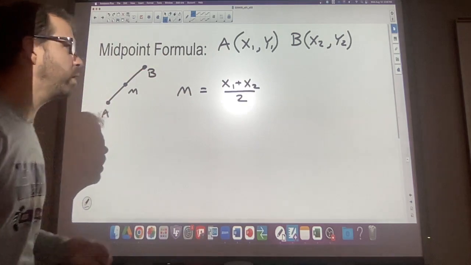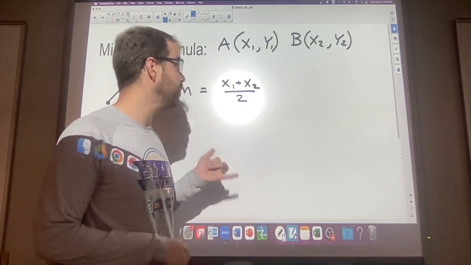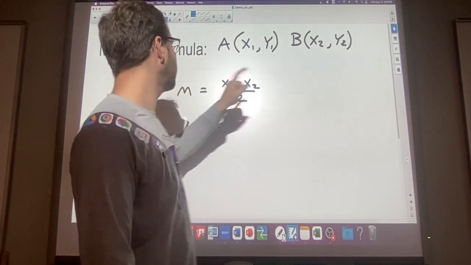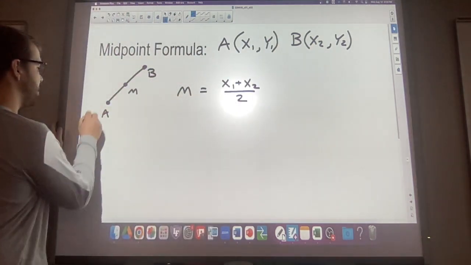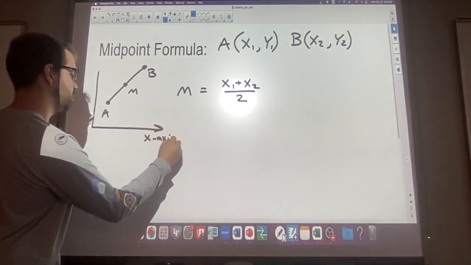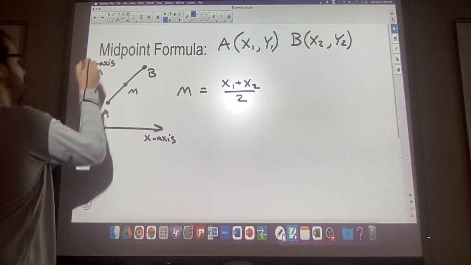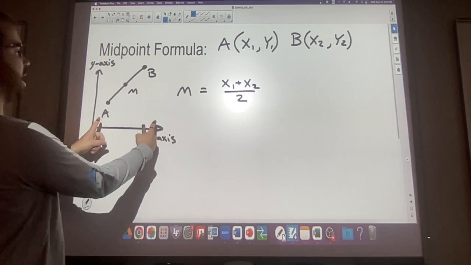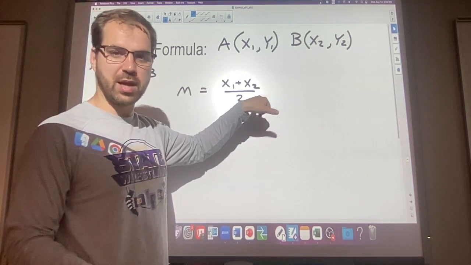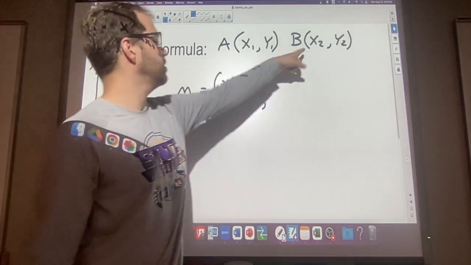Now, it's important to understand what is happening here, okay? We are taking the average of the x values, okay? We're adding these two together and dividing by 2, so we're finding what is exactly in between in the x direction. Remember, this is my x-axis, and this is my y-axis. Okay, hopefully you remember that. So we're finding in the x direction what is exactly halfway between. That's going to be the first number of my point. Remember, midpoint is a point, okay? So that's my first value. I just add them together, divide by 2.